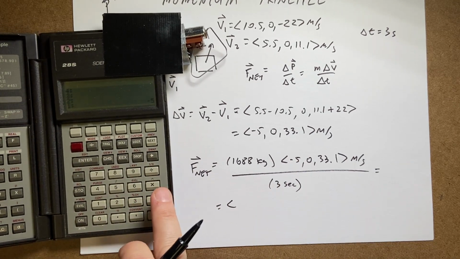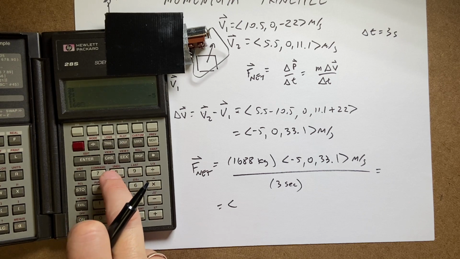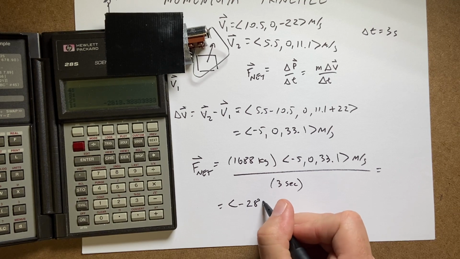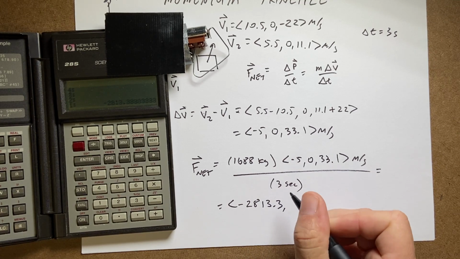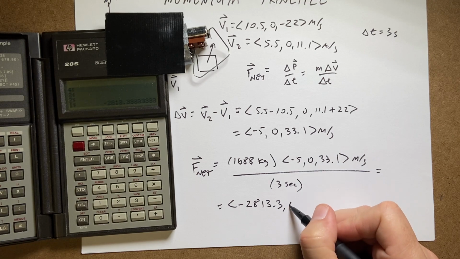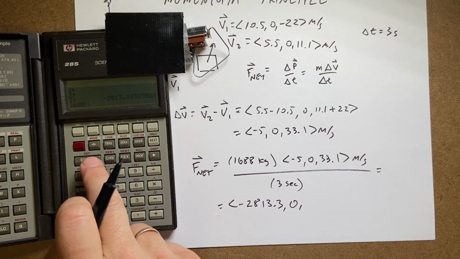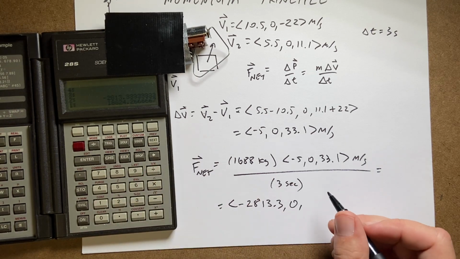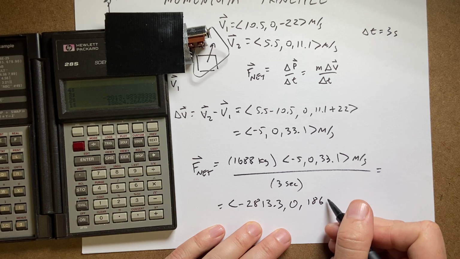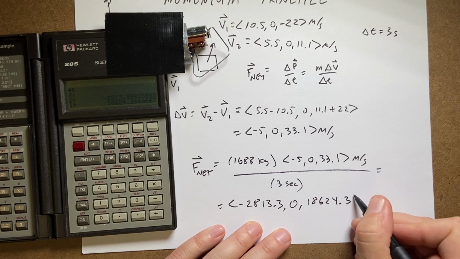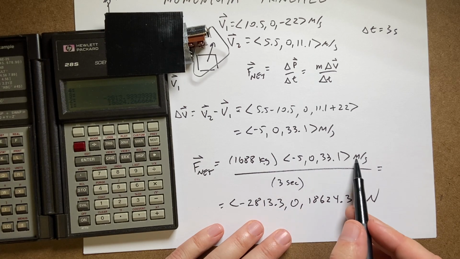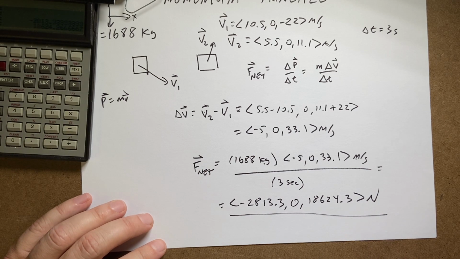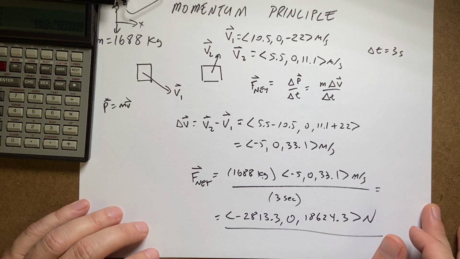So I have negative 5. I already have it in here. 1688 times negative 5 divided by 3, and I get negative 2813.3. And then this times 0 divided by 3 is 0. And then 1688 times 33.1 divided by 3 is 18,624.3 newtons. A kilogram meter per second squared is a newton. So that's the final answer for the net force acting on the car during that time interval.